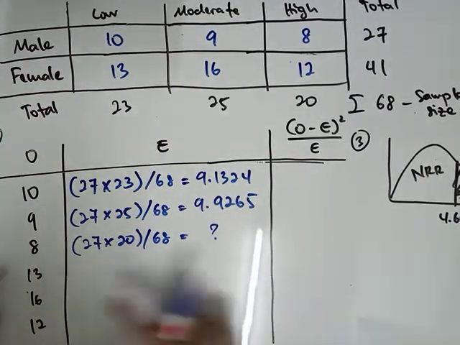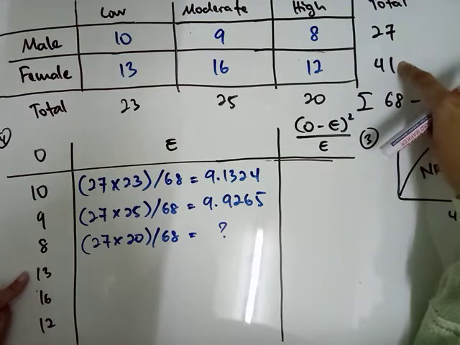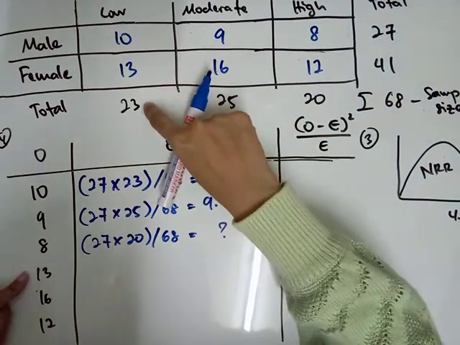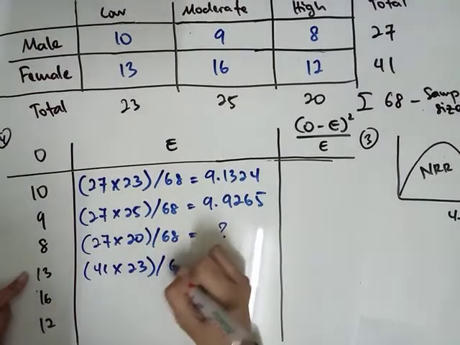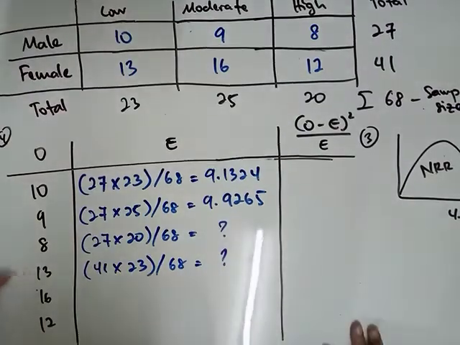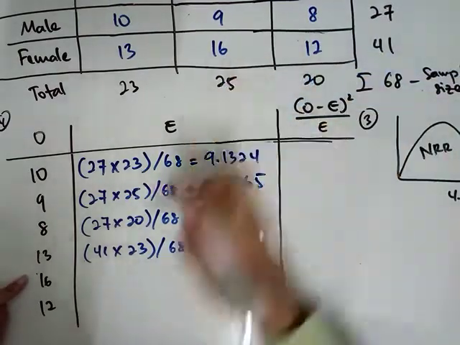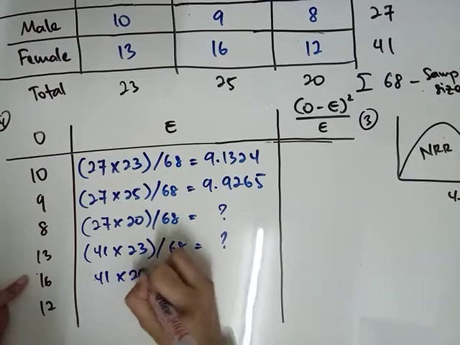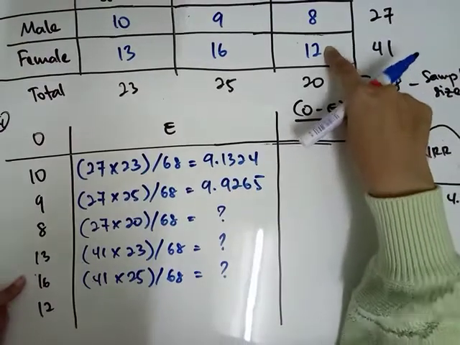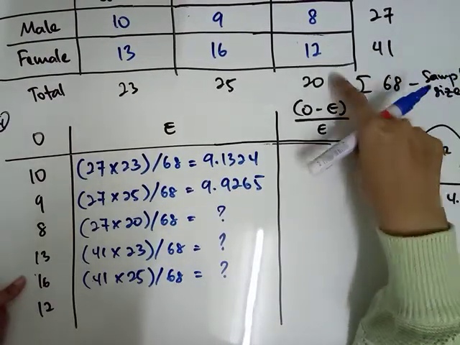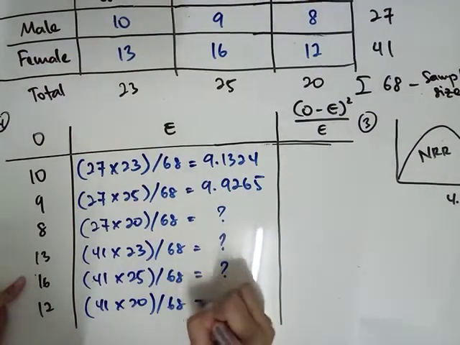Calculate. And then, for element 13, okay, kedudukan dia pada second row. So, the row total, which is 41 times the first column, 23. Divided by 68. Okay, dapat berapa? And then for 16, 41 times 25. Divided by 68. Dapat berapa? And then last one, element 12, the last element, 41 times 20. Divide 68. Okay, awak dapat berapa?